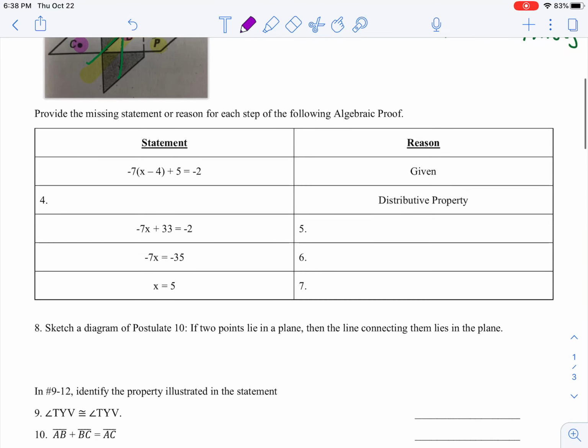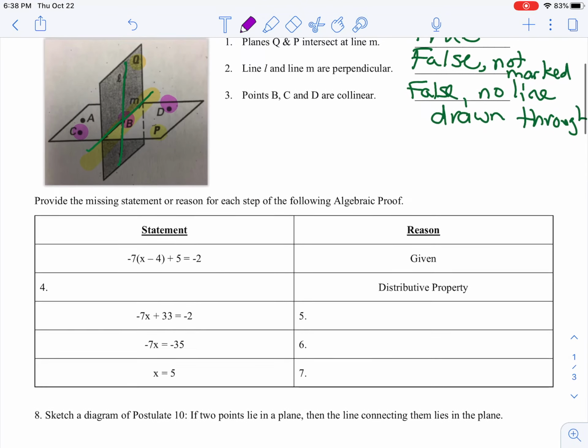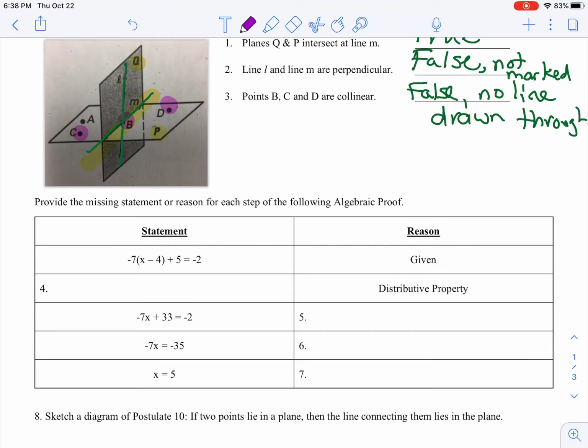It says, provide the missing statement or reason for each step of the algebraic proof. So basically, we are starting out with this equation, and we are proving that x is equal to 5. And this is just normally what you would do when you solve an equation. You just do it automatically. Well, the first thing we do here is we multiply. And that's the distributive property. So you can see that it's saying the reason is distributive property.